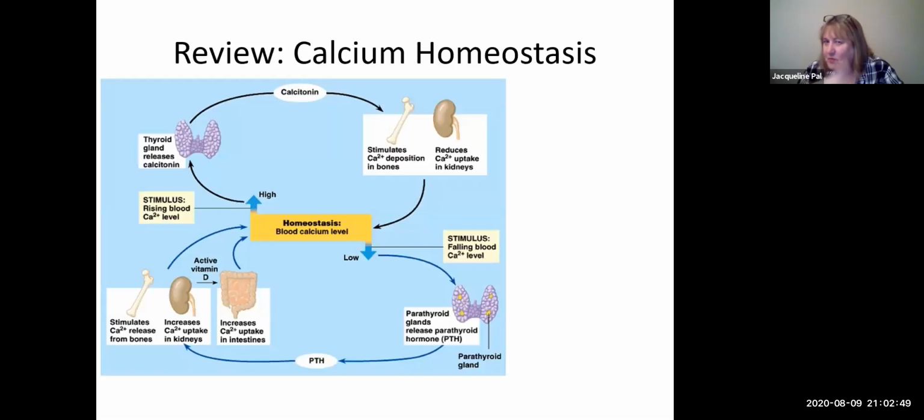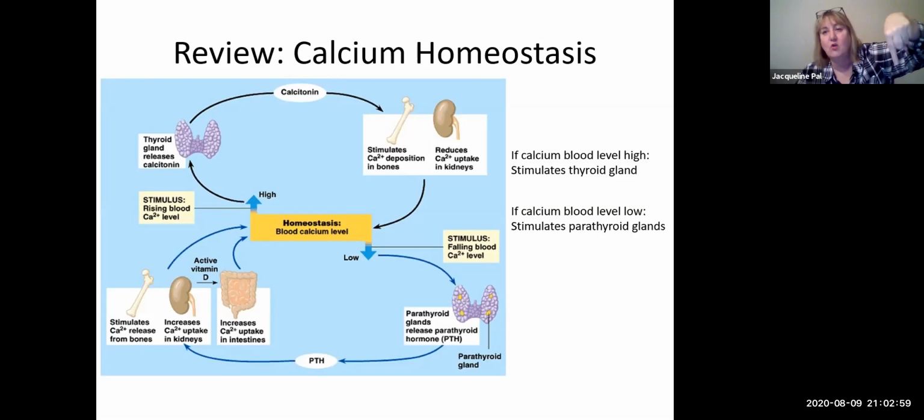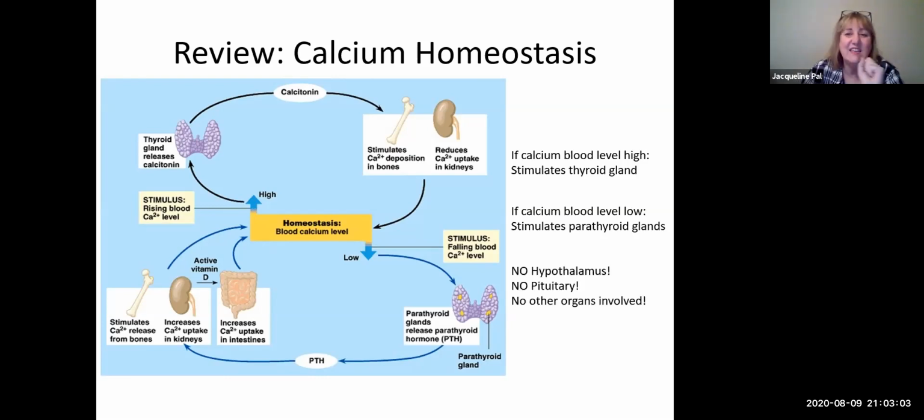So picture once again both the yin and the yang for calcium homeostasis. I want to point out: calcium levels are high, thyroid gland, calcitonin. Calcium levels are low, parathyroid gland, parathyroid hormone. And neither of these hormones involves any other organ. There's no hypothalamus, there's no pituitary, there's no other organ.